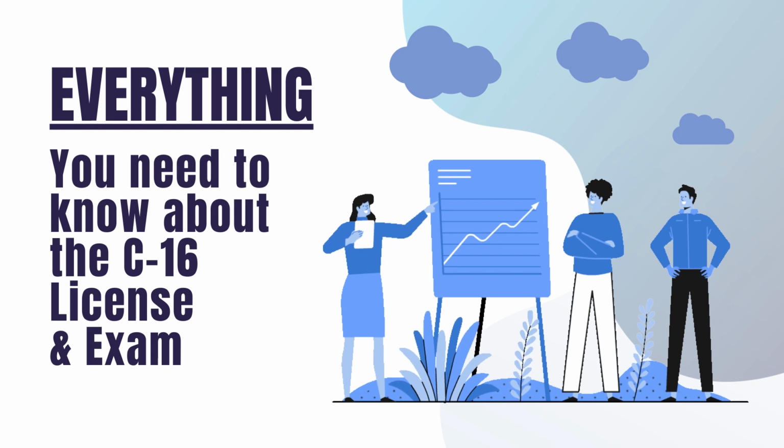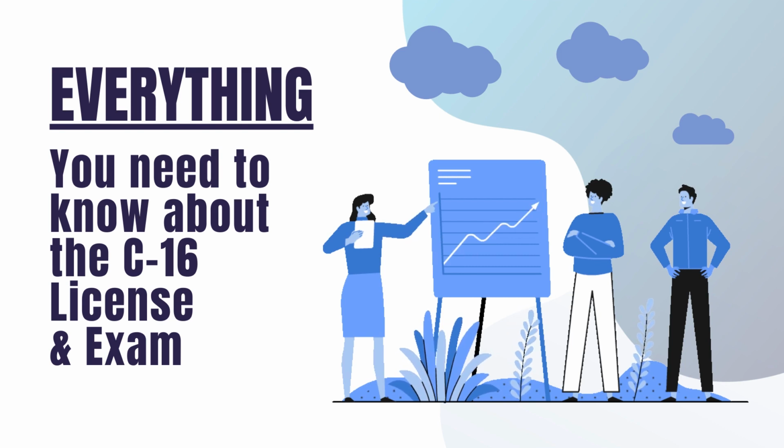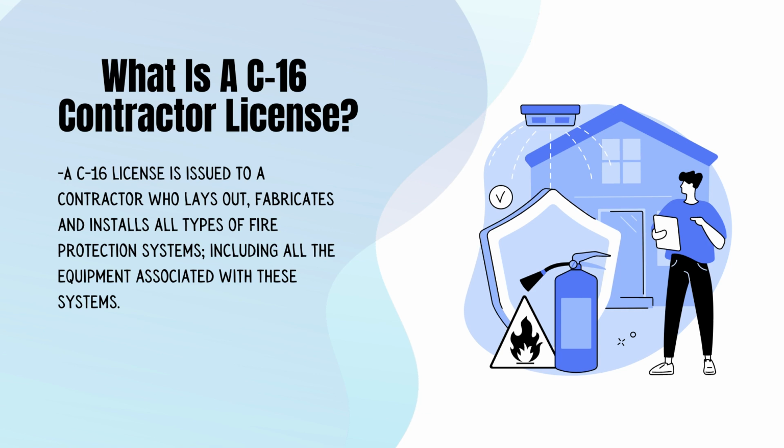We provide you with condensed study materials to pass the C-16 Fire Protection License and Exam, saving you countless hours of studying. What is a C-16 contractor license? A C-16 license is issued to a contractor who lays out, fabricates, and installs all types of fire protection systems, including all the equipment associated with these systems.